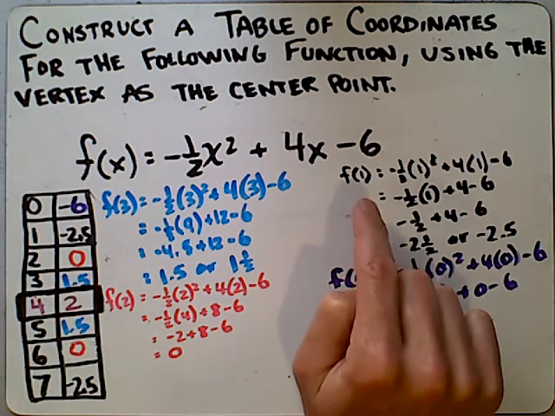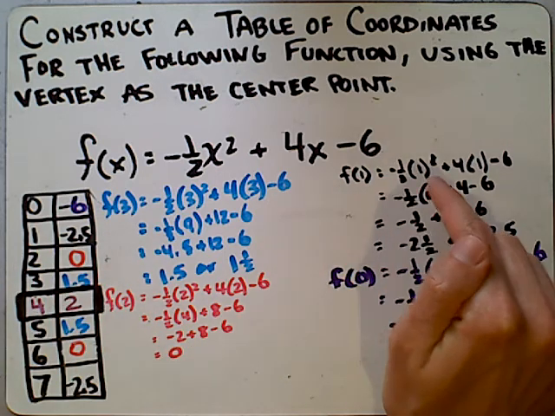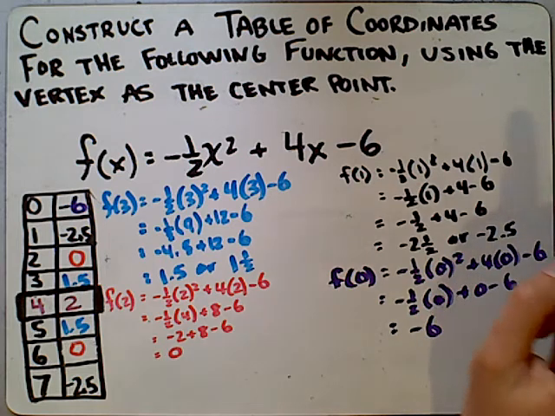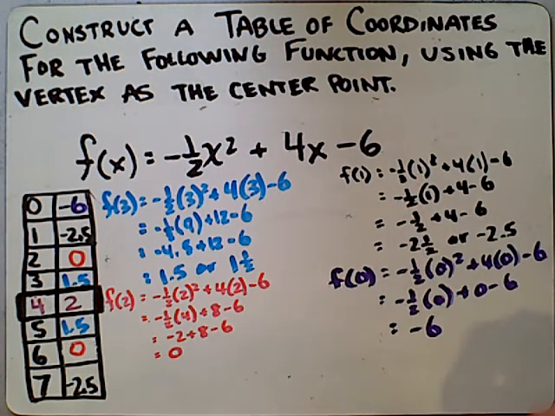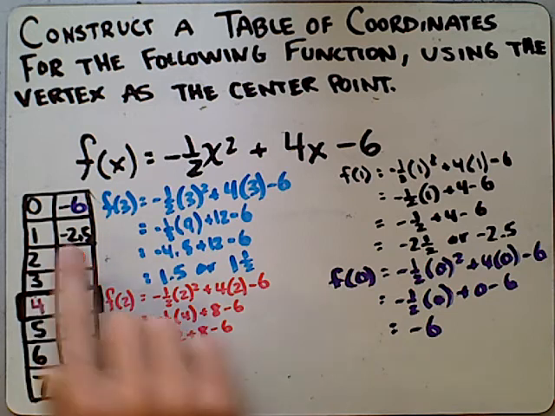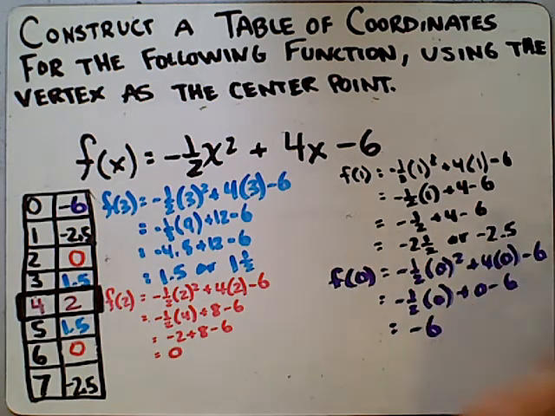The next value I'm going to substitute is 1. I plug in 1, I square that. Now be careful with this one, because you're going to have a 1 times a negative 1/2. That leaves that as negative 1/2, and it leads to a fractional or decimal answer again, just like it did here. You'll get 1, negative 2.5 if you simplify that correctly. Lastly, I'm going to plug in 0.